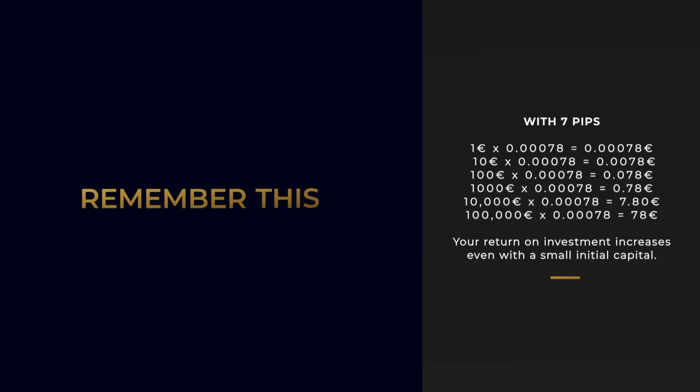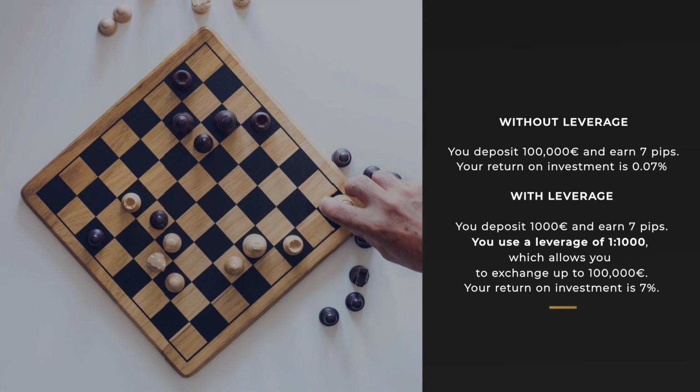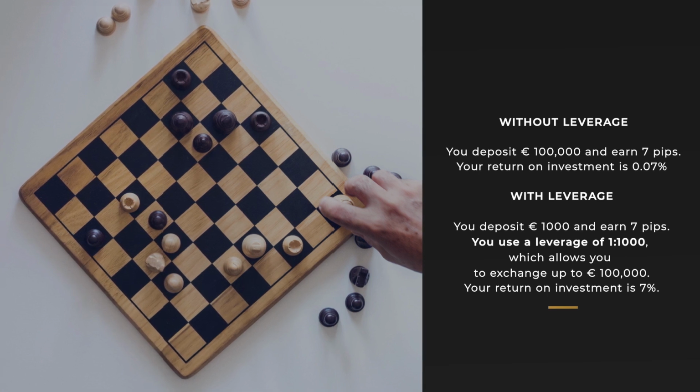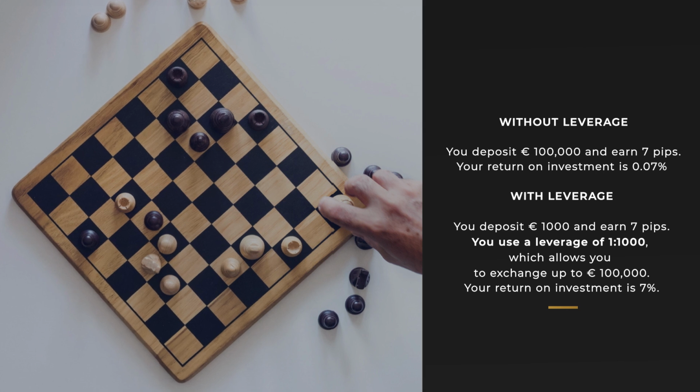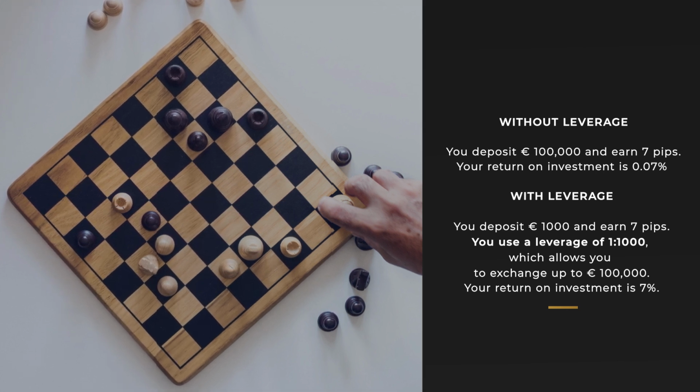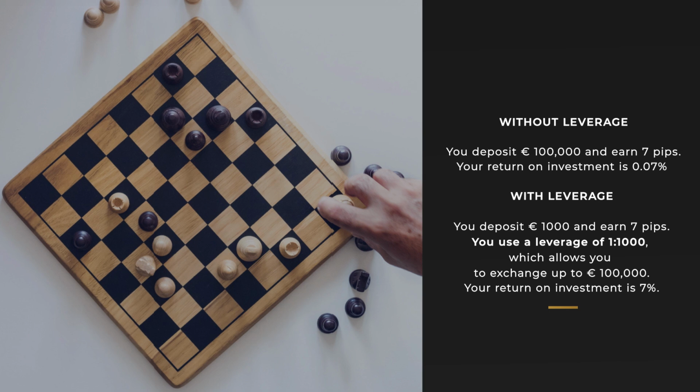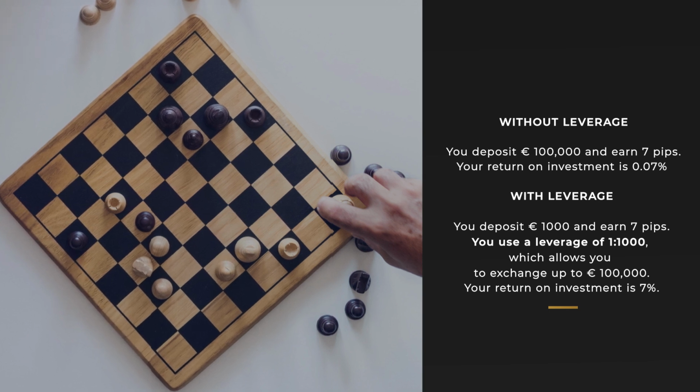Let's go back to the starting situation with 7 pips, where for 100,000 euros you invest only 78 euros. Now, thanks to leverage, your return on investment increases and becomes much more interesting, even with a small starting capital. Let's compare an account with no leverage and an account with it. Let's say you have won your 7 pips. Without leverage, if you deposit 100,000 euros, your return on investment will be 0.07%. With leverage, you only deposit this time 1,000 euros.